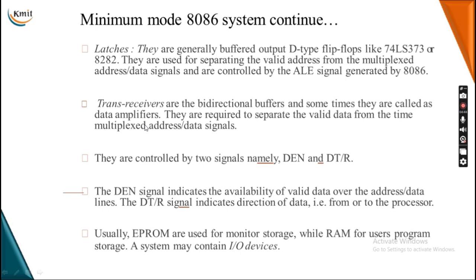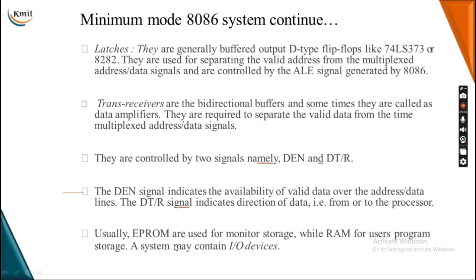They are controlled by two signals, called DEN, data enable, and DT/R, data transmit or receive. Data enable indicates the availability of valid data over the address or data lines. The data transmit or receive signal indicates the direction of data, whether it is from or to the processor, whether the data is being transmitted or received, whether it is source or destination.